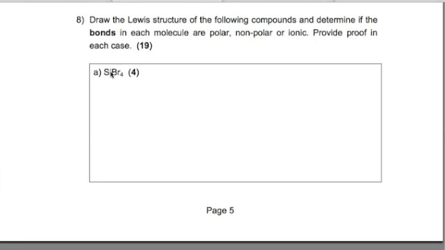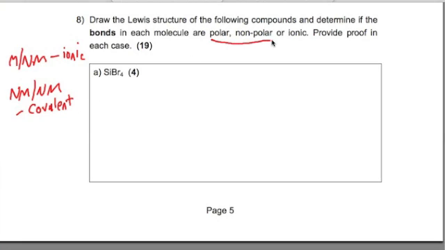So I look down here. The first thing I want to ask myself is, is this a metal with a nonmetal, or a nonmetal with a nonmetal? A metal with a nonmetal would make an ionic compound. That's what it asked me to determine here. Or this one would be a covalent compound. That's going to determine how I draw these structures. In this case, I have two nonmetals, so the structure is going to be shared pairs. I don't know if they're polar or nonpolar yet, but I do know they're covalent, so they're shared.